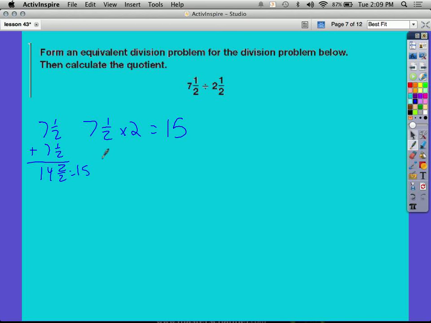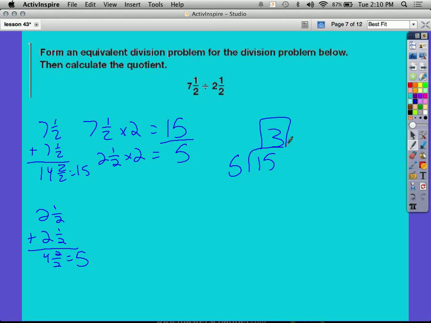2.5 times 2 is going to be 5. Show my work over here. Now I have 15 divided by 5. That's easy. 3, done. This is much easier than that problem. One, because we haven't even gotten over division of fractions, and two, this is mental math, and that's not even close.